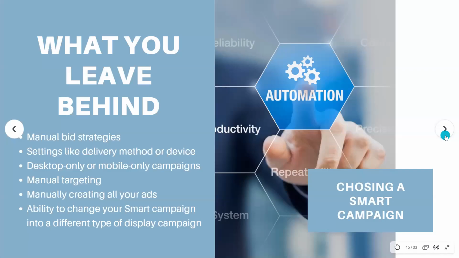Things that you're going to miss if you start with a smart campaign are your manual bid strategies, setting the discovery method or device, desktop only or mobile only campaigns, manual targeting, manually creating all your ads, and the ability to change your smart campaign into a different type of display campaign. You actually are able to switch a smart campaign to a search campaign, but once that happens, you cannot switch back. So if you want to get started and you're not really sure how to go about doing AdWords and you're feeling overwhelmed by it, a smart campaign is going to be a good way to start, but you want to be monitoring that really closely.